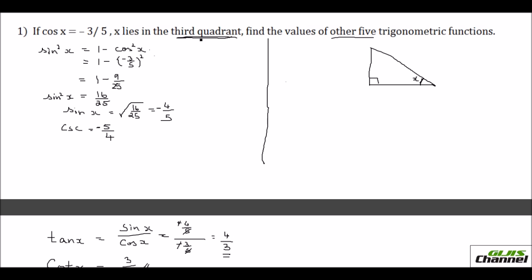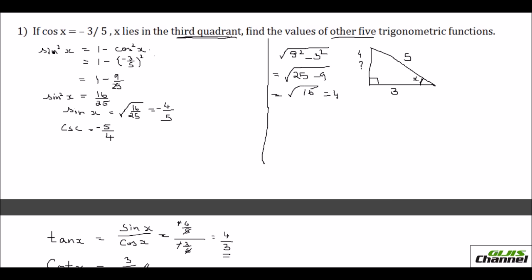And they say cos is 3 over 5, right? Cos is adjacent over hypotenuse. So this is 3 and this is 5. Let me find out what is this side, okay? So this would be square root of 5 square minus 3 square. So that would be equal to 5 square is 25 and 3 square is 9. So that would be square root of 16, which is equal to 4. Now you got this as 4.